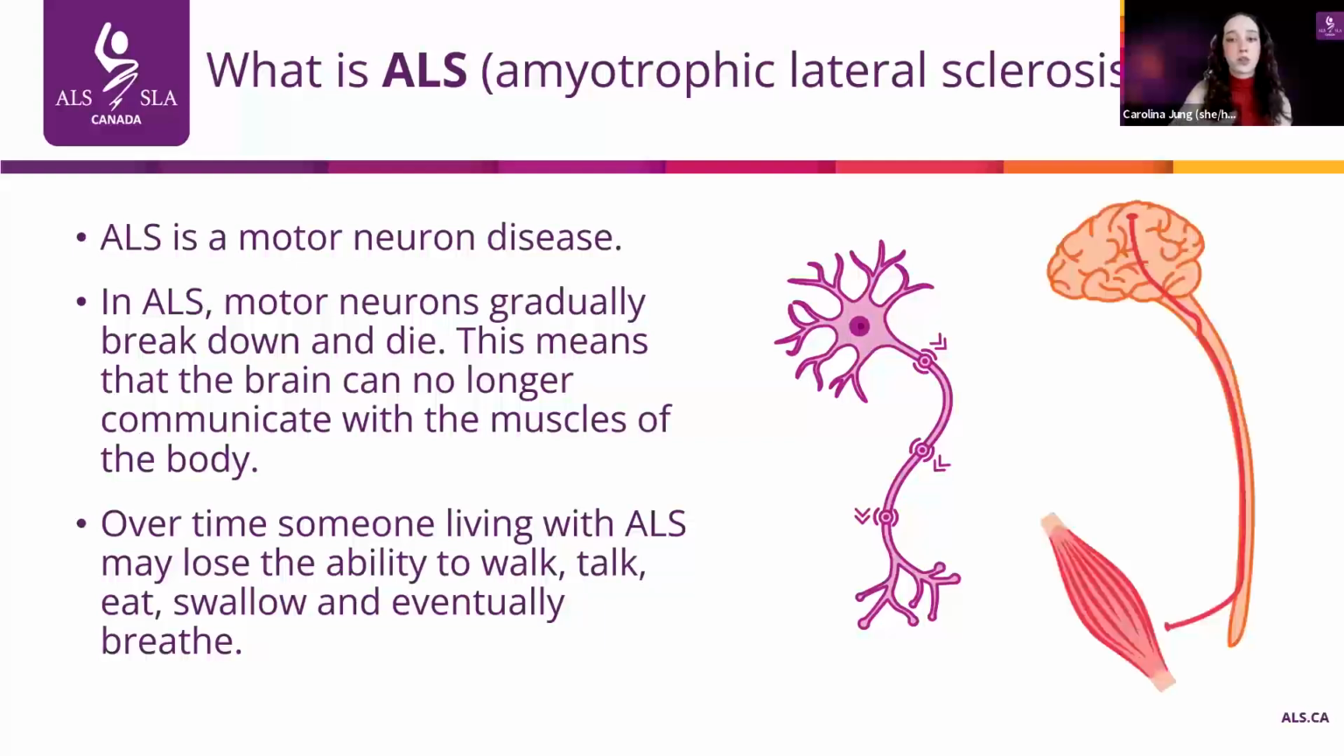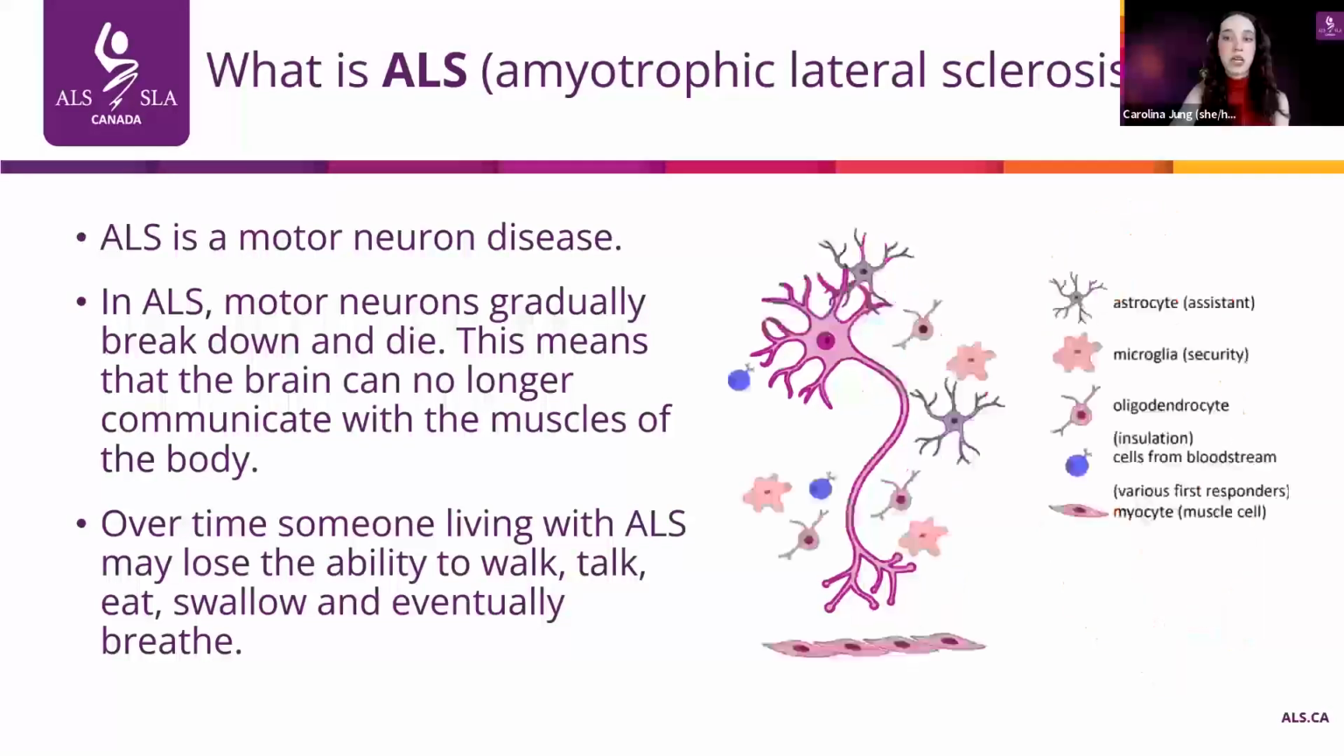Other cells that surround the motor neurons are also affected, such as a type of cell called glial. Glial cells support, nourish, and protect the neurons. So changes to the glial cells also contribute to the death of motor neurons in ALS. And as they die, this means that the brain can no longer communicate with the muscles of the body. This is why over time, someone living with ALS may also lose the ability to walk, talk, eat, swallow, and eventually breathe.